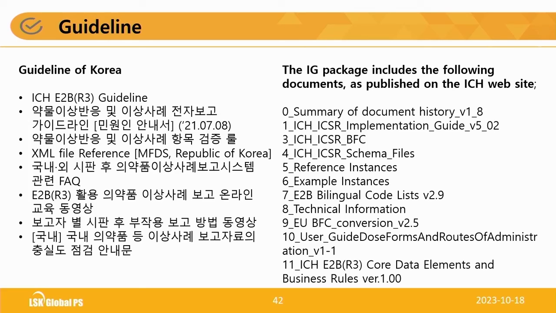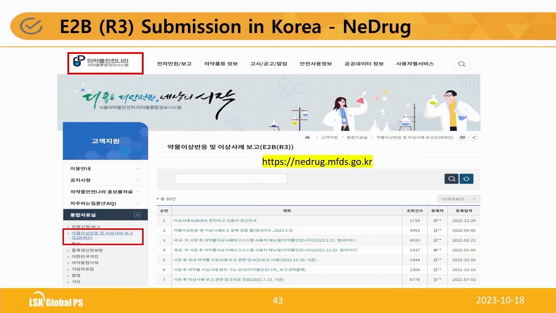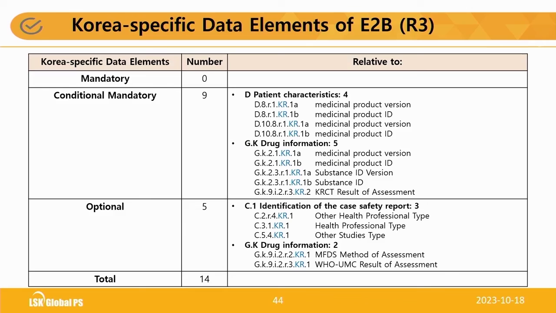And Denny mentioned that the people who are in charge of this should constantly keep themselves updated by checking the website updates. In Korea, the drug platform is already built in E2B R3, and we are collecting data according to the E2B R3 format. So you have to go into the MFDS site and go into customer support to find the drug. The URL is nedrug.mfds.go.kr.